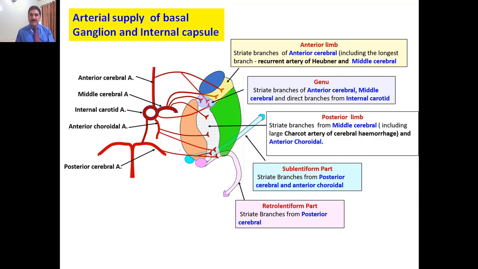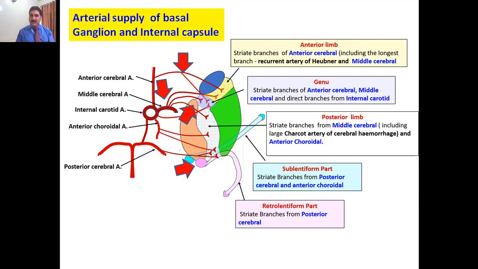Arterial supply has been made very simple in this diagram. The anterior limb is supplied by the straight branches of the anterior cerebral artery, including its largest branch, the recurrent artery of Heubner, and the middle cerebral artery. As shown in this diagram, the genu is supplied by the anterior cerebral, middle cerebral, and direct branches from the internal carotid artery. The posterior limb of the internal capsule is supplied by straight branches from the middle cerebral, including the large Charcot artery of cerebral haemorrhage, and the anterior choroidal artery.